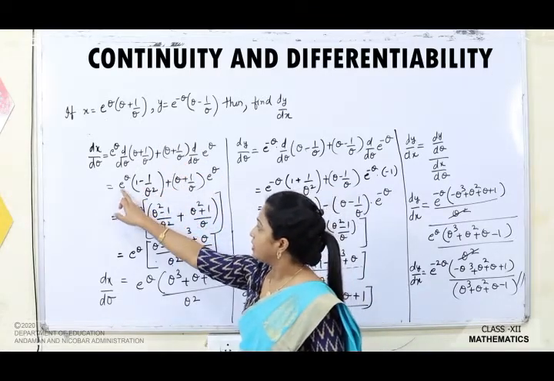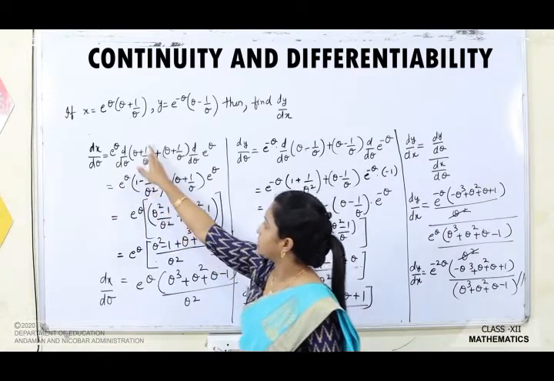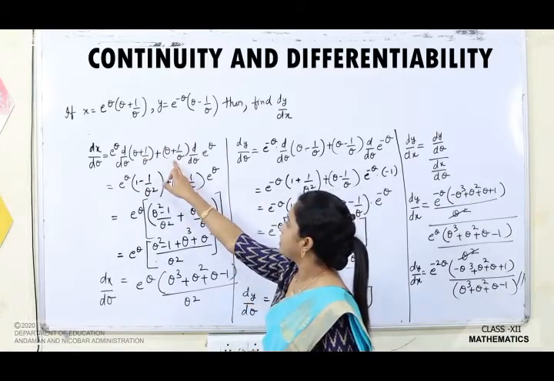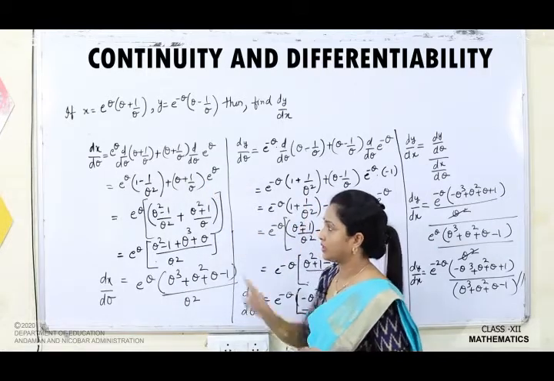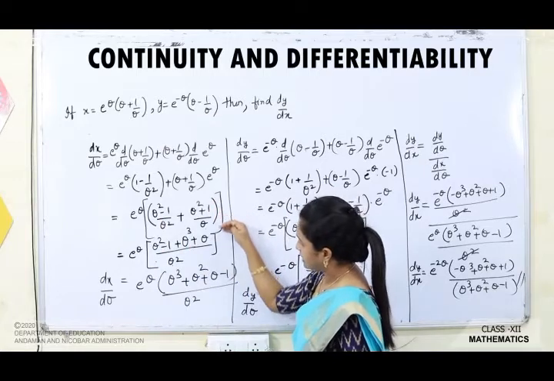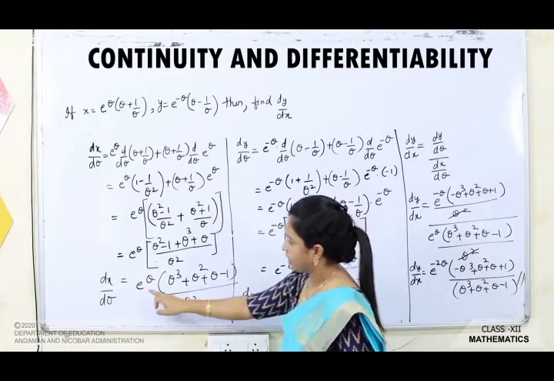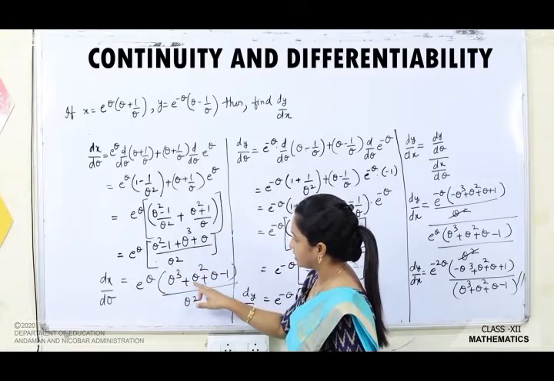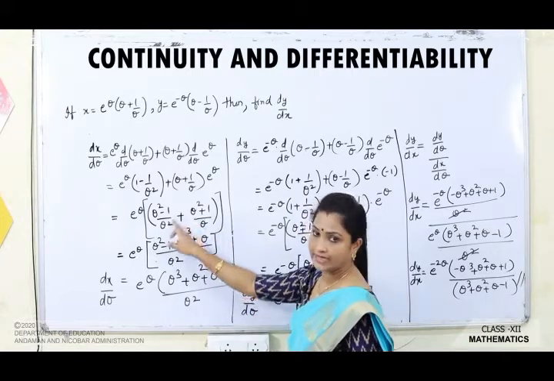So finally you got the answer as e power theta into 1 minus 1 by theta square, because the derivative of 1 by theta is minus 1 by theta square, and here it is theta plus 1 by theta, differentiation of e power theta is e power theta only. Simplify this, okay, simplify each and every step. So if you simplify, finally you got the answer as e power theta into theta cube plus theta square plus theta minus 1 by theta square. Here also you have to remember that you have to take LCM here.